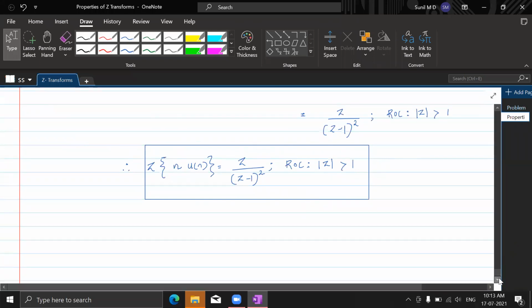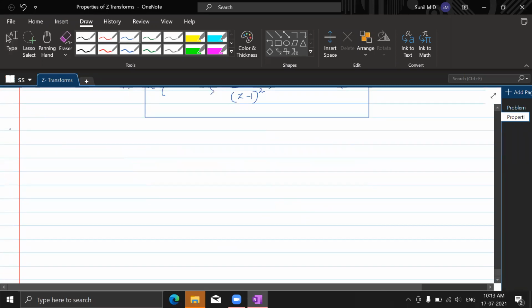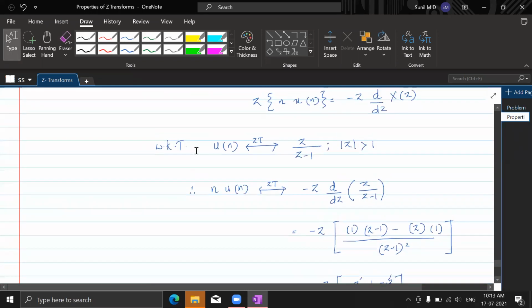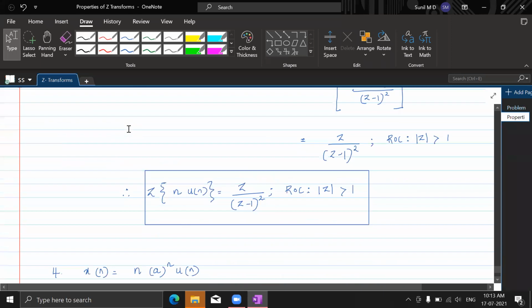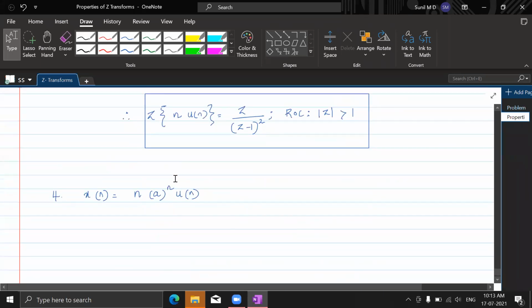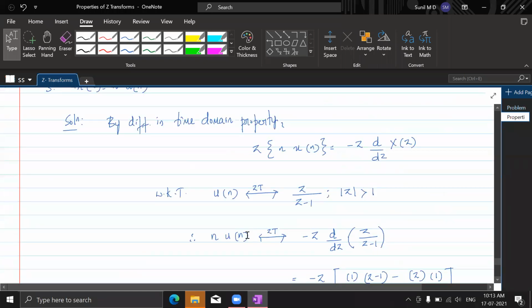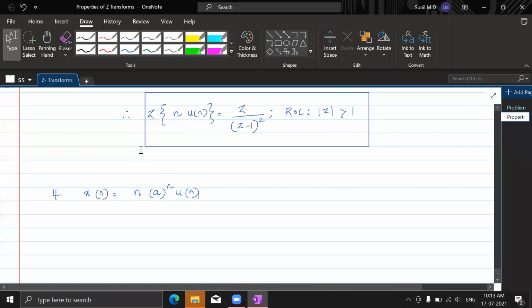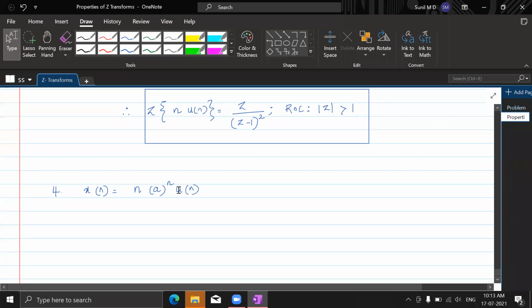So can we do this problem? Fourth one. Here, fourth one is x of n equal to n into a power n u of n. Okay. So in the previous problem, it is n into u of n. Now the signal here is n into a power n u of n. So which is the basic signal here? In this, the basic signal is u of n. In this, the basic signal is positive time exponential. Everybody understand that point? Okay.